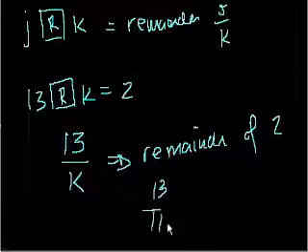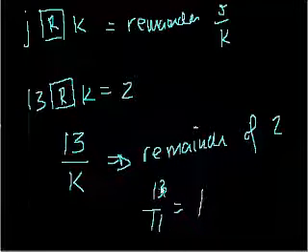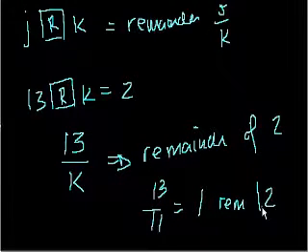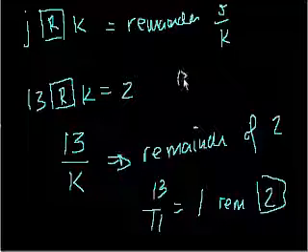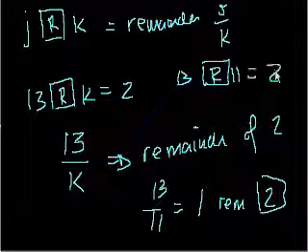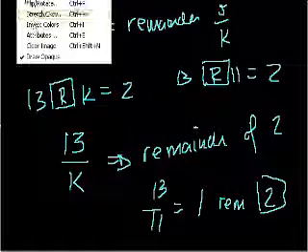13 divided by 11 is equal to 1, because 11 goes into 13 one time, remainder 2, which satisfies this. So 13 remainder 11 is equal to 2. Next problem.